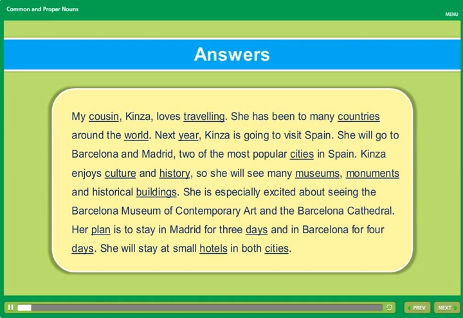You might be surprised to see that traveling is a noun. Travel is a verb, but if you add ing to it and use it in a sentence as the subject or object, it can act like a noun. This is also called a gerund. Notice that culture and history are both nouns because they are names of abstract concepts.